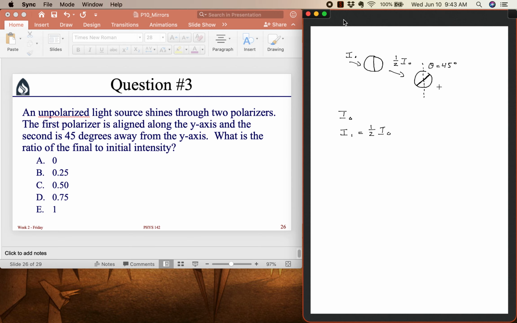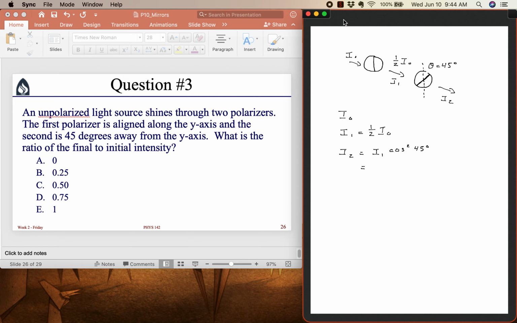So then to find out the final intensity of the light after it goes through this second polarizer, we'll call that intensity, so this one was I1, we'll call this one I2. I2 is going to be equal to I1, according to Malus's law. It will be the intensity after the first polarizer times the square of the cosine of 45 degrees, since that's our angle between the two polarization axes. So the square of the cosine of 45 degrees, and then we multiply that times I1.